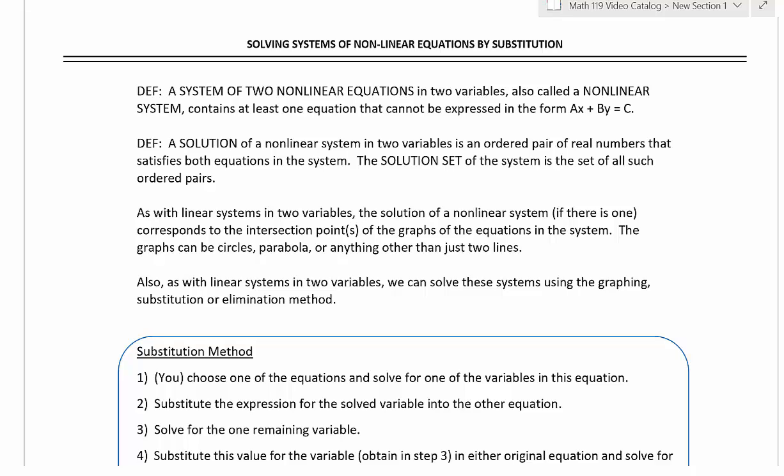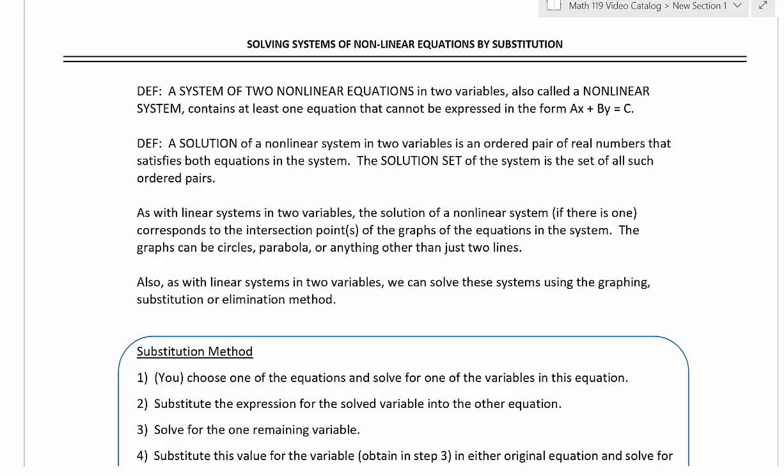As with linear systems in two variables, the solution of a nonlinear system, if there is one, corresponds to the intersection point or points of the graph of the equations in the system. The graphs could be circles, parabolas, or anything other than just two lines. Also, as with linear systems in two variables, we can solve these systems using graphing, substitution, or elimination method.